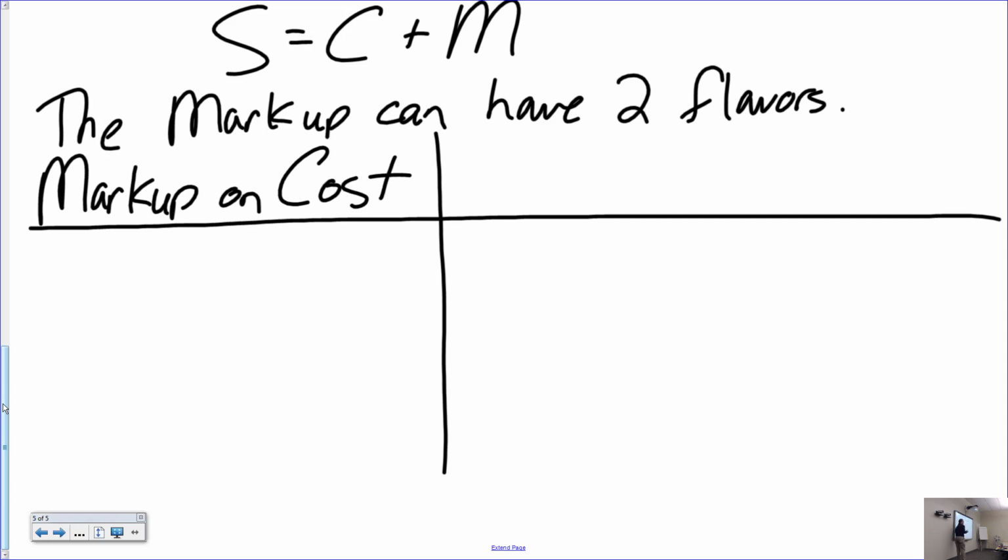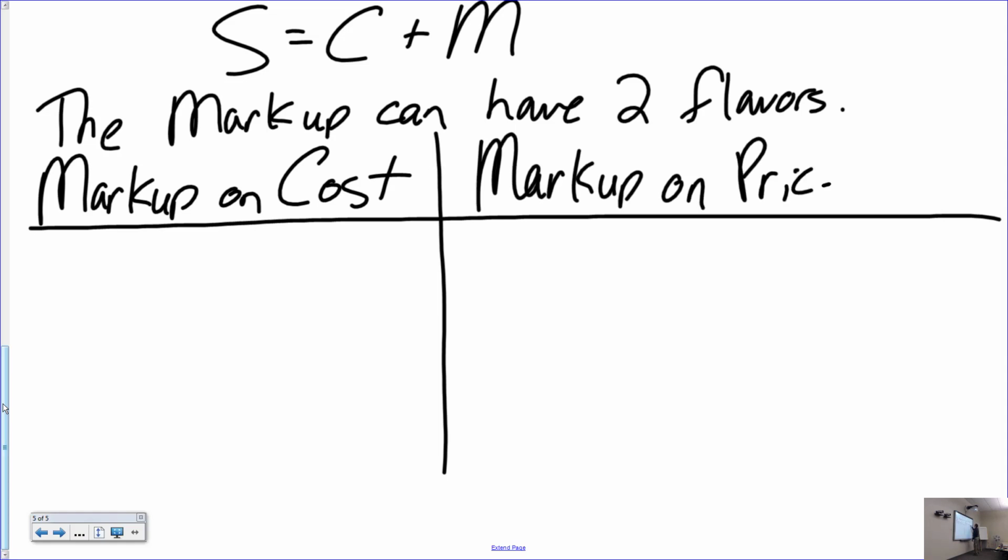This is the traditional way that we deal with markups. We tend to think of our markups as a markup on cost, where we say, okay, we bought this for $1, and if I'm going to sell it for $2, that's going to be a markup of 100%, right? Because I marked it up $1. What's $1 compared to $1? It's 100%. They're the same. Therefore, my markup was 100%. Okay? The other way to deal with the markup is to base the markup on price.